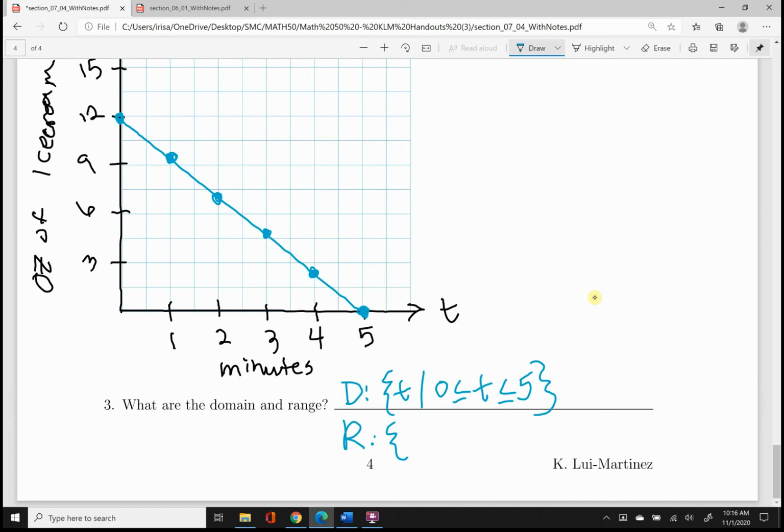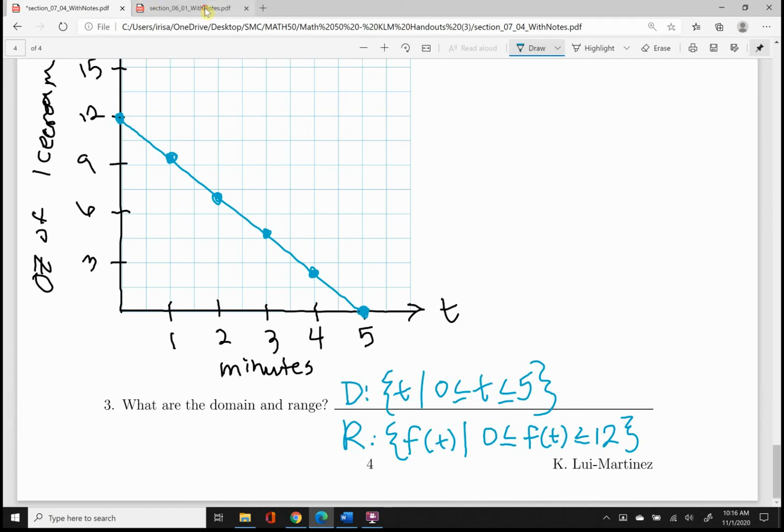So your range, therefore, is going to be similarly defined as your f of t, such that it ranges all the way from 0 to 12. Compound inequality is appropriate here as well. And there you go. Cool. So that is everything you need to know about functions at the moment.